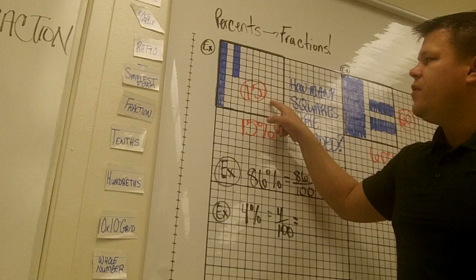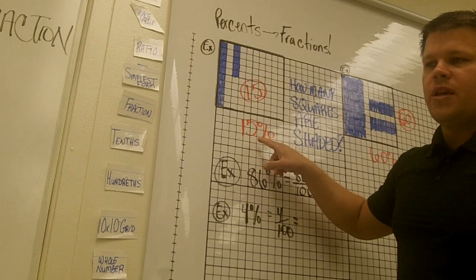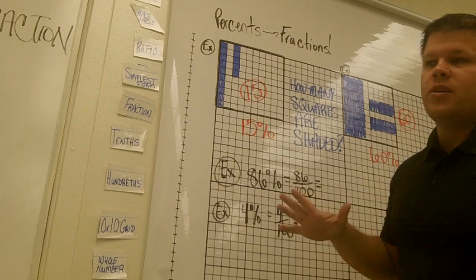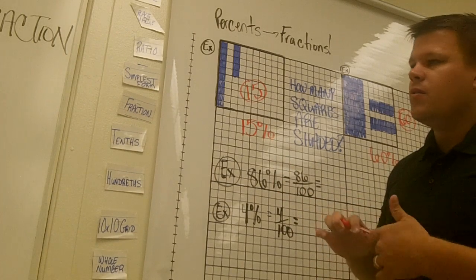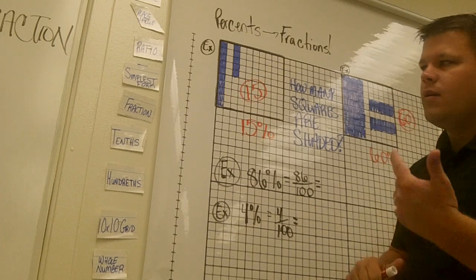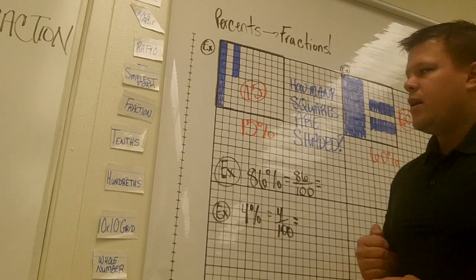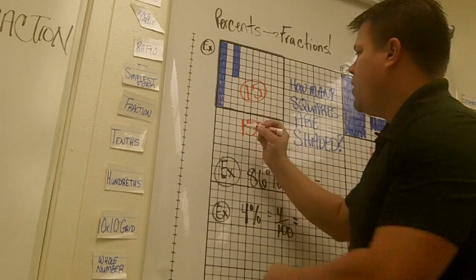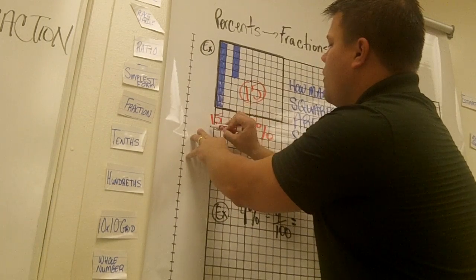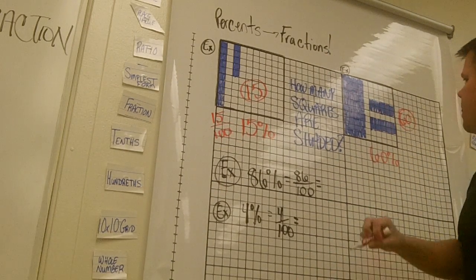But because there are 15 shaded, there's 15% in this 10 by 10 grid. So from the percent, we can get a fraction, and that fraction would be 15 over 100. So we can always write it as 15 over 100, and I'll do the same thing here. 15 over 100, and we'll come back to that in a second.